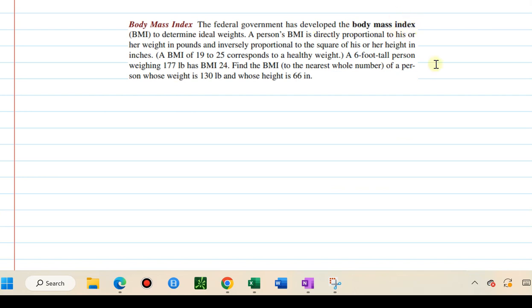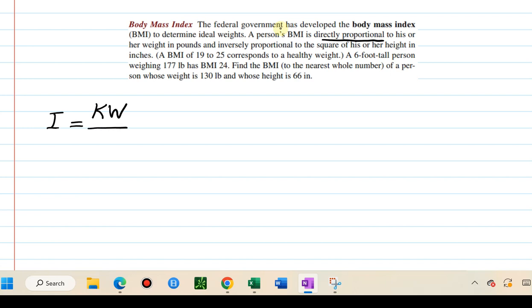All right, let's take a look at this last example. This one, something you're familiar with, is the body mass index. The federal government has developed the body mass index, commonly called the BMI, to determine ideal weights. A person's BMI is directly proportional. Okay, so that's a key piece of information. So I'm going to call I the index. It is directly proportional, so here's K, to his or her weight.